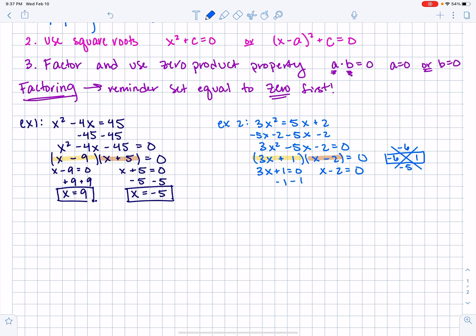So you still need to use your inverse operations. A lot of times you just see that people choose the opposite signs. That's not correct, right? You need to say that x is equal to -1/3 and x is equal to 2. So those are the spots that this is crossing the x-axis at -1/3 and 2.